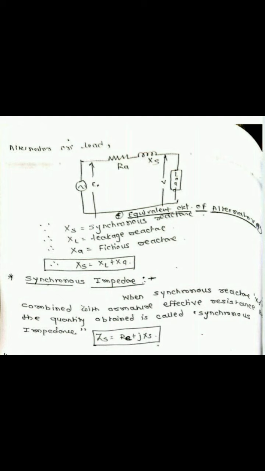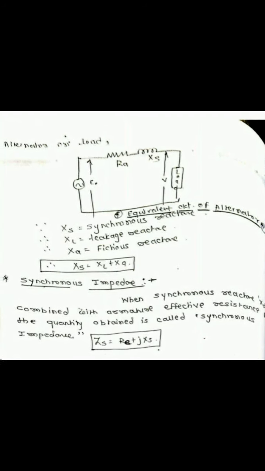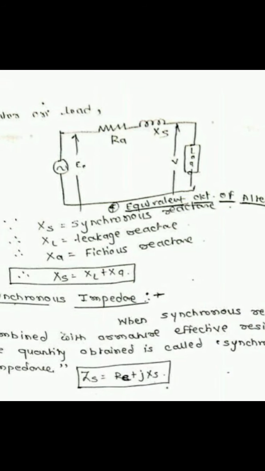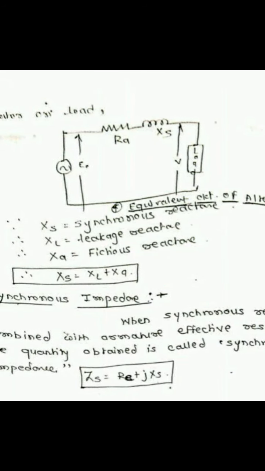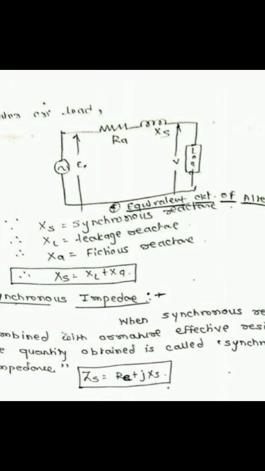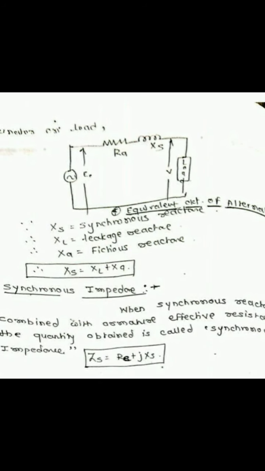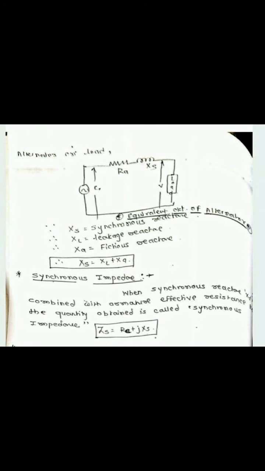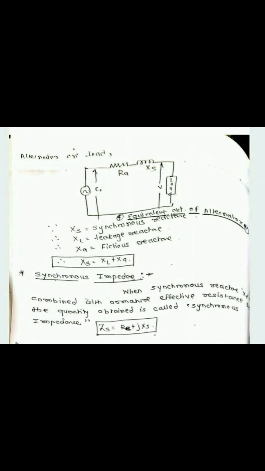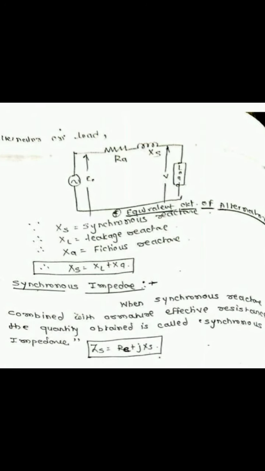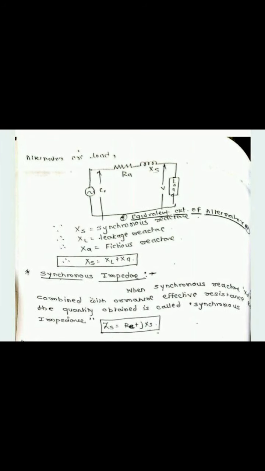As shown in the figure, XS is the synchronous reactance, XL is the leakage reactance, and XA is the fictitious reactance. Therefore XS is equal to XL plus XA. So this is the equivalent circuit of the alternator on a load condition.